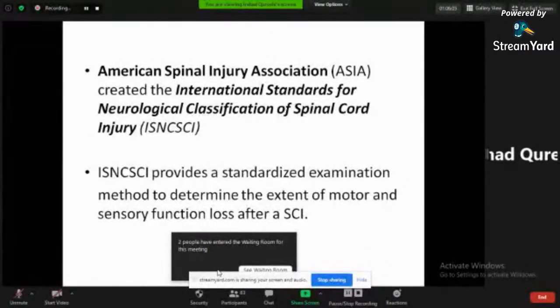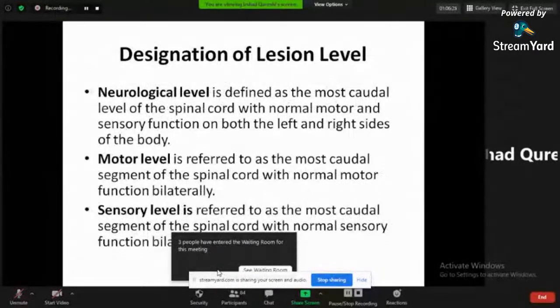Along with that, there are certain functions of S2 to S4 level, that is your perianal region sensation as well as voluntary anal contractions. So these are the standards. If something is said to be a standard, there should be a specific way to define it. So if somebody asks what is neurological level, it has a specific definition, and this is standard, universal, and well accepted. It is defined as the most caudal or distal level of the spinal cord with normal motor function, normal sensory function on both, that is your left and right side of the body.